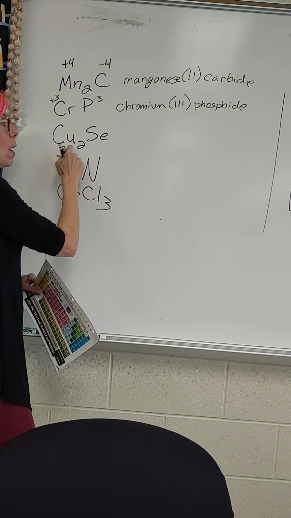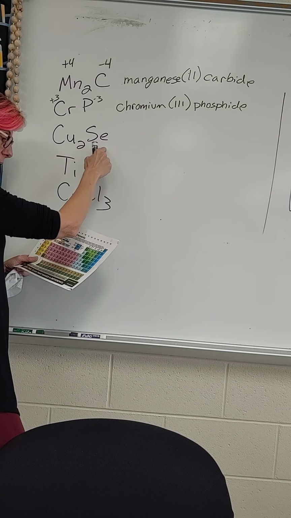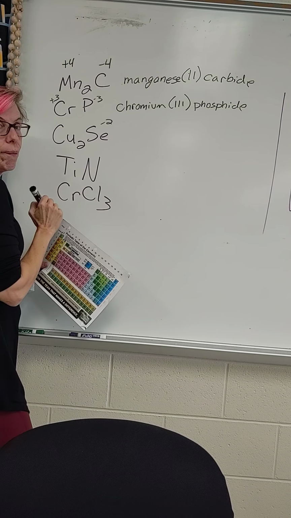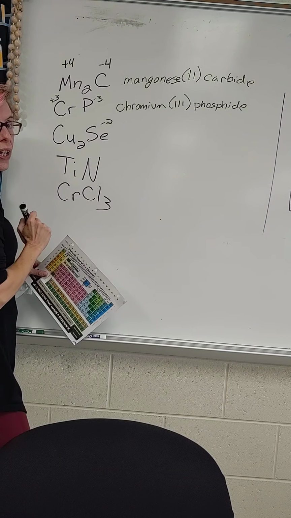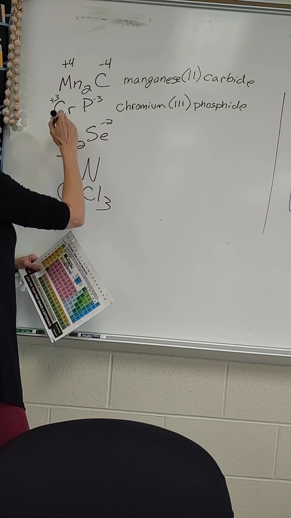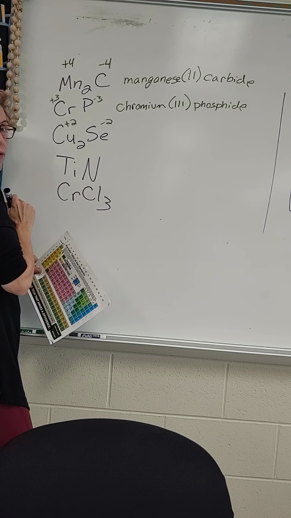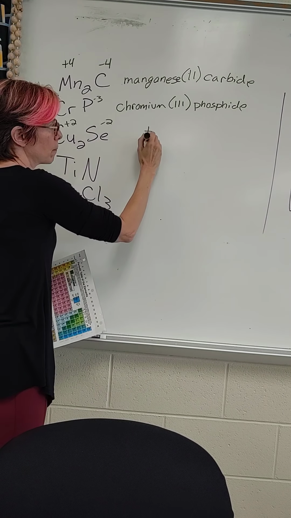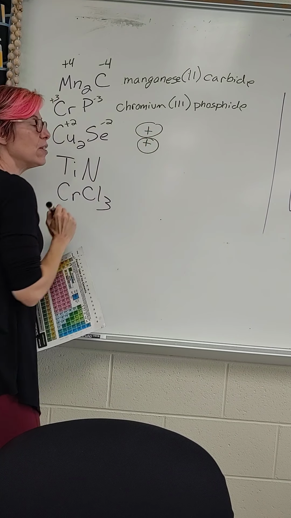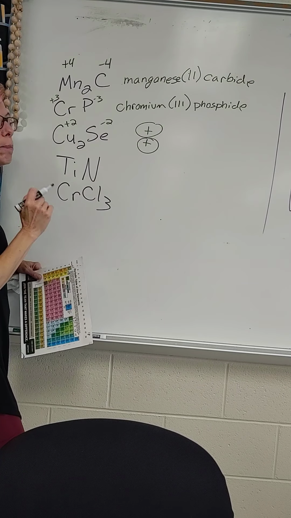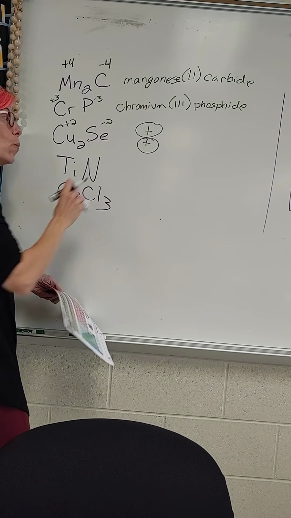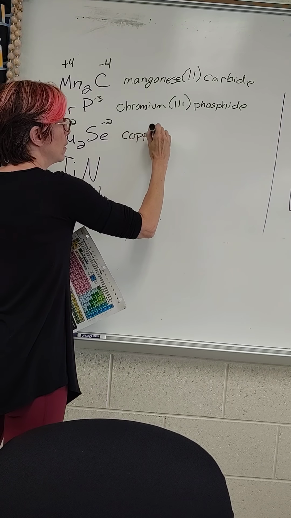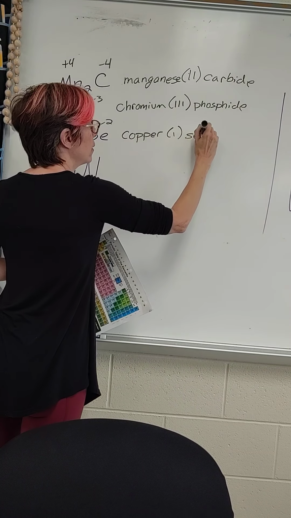Let's do this one, copper selenide. We look up selenide on our periodic table. It has a charge of -2. There's only one selenide atom, so the total negative charge is -2. That means our total positive charge must be +2. That +2 is spread out over 2 different atoms. Therefore, each ion, not atom, each ion must have a charge of only +1. So the name for this is going to be copper(I) selenide.